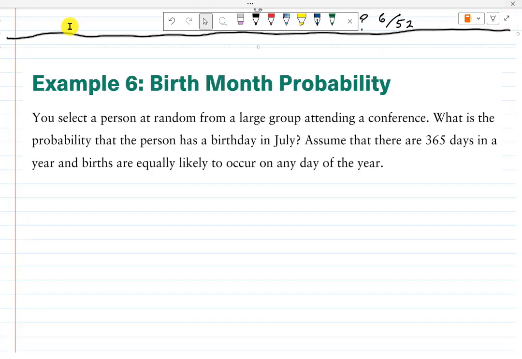All right, so you pick somebody at random. What's the probability that their birth date happens to fall in July? So the probability of it falling in July, well, if we're talking about days of the year, there's a total of 365 days of the year. How many of them are in July? Well, there's 31 of them. So that's all there is to this problem.